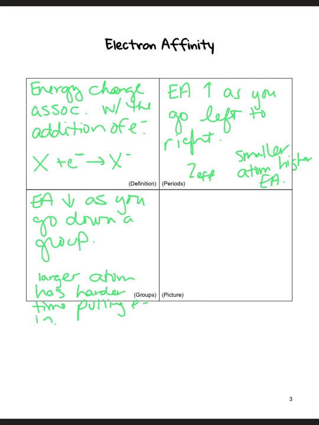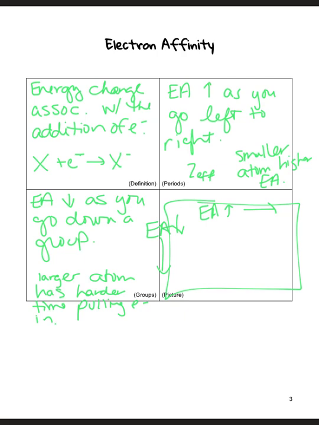I don't really have a picture for this one, because if you want to draw it, it's kind of the same. Electron affinity goes up as you go to the right, and electron affinity goes down as you go down a group. It's the same as ionization energy. So that's all I want to discuss with that one because there's not a lot to it.